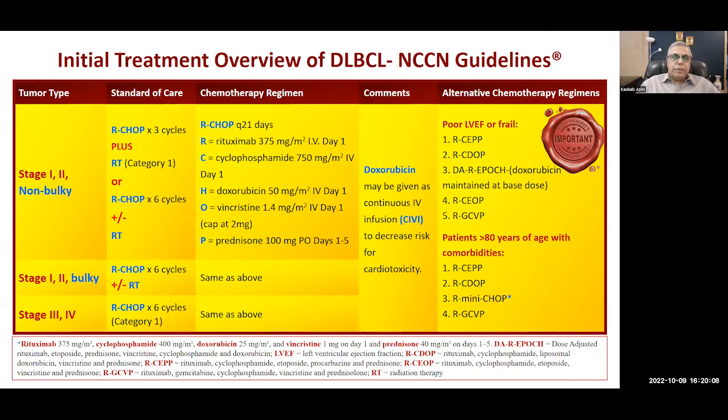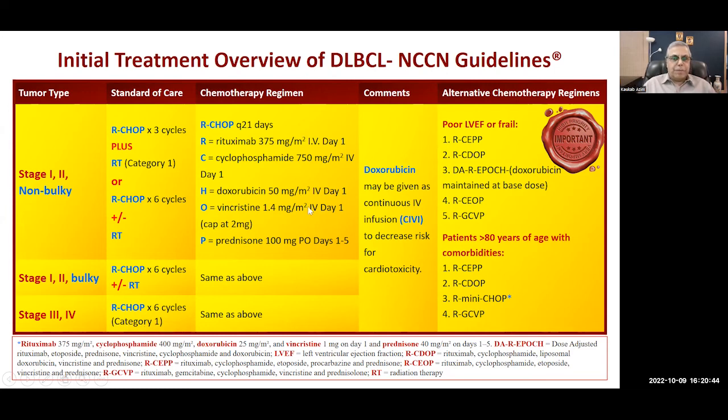Okay, so initial treatment overview for diffuse large B-cell lymphoma. These are NCCN guidelines. You see stage 1 non-bulky, stage 1, 2 bulky, stage 3 and 4, same regimen. R-CHOP 3 cycles, radiation therapy. This is a category 1 recommendation, which means a strong recommendation. Or you can give 6 cycles with radiation therapy. Same, 6 cycles with radiation therapy. Here you can give 3 as well if it is not very serious. Again, 6 cycles and category 1 recommendation.